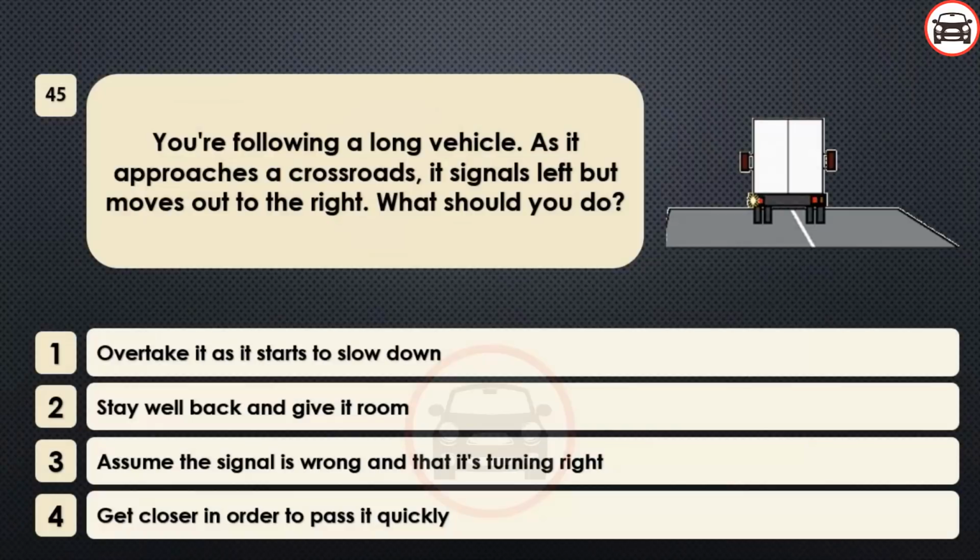You're following a long vehicle. As it approaches a crossroads, it signals left but moves out to the right. What should you do? 1. Overtake it as it starts to slow down. 2. Stay well back and give it room. 3. Assume the signal is wrong and that it's turning right. 4. Get closer in order to pass it quickly.